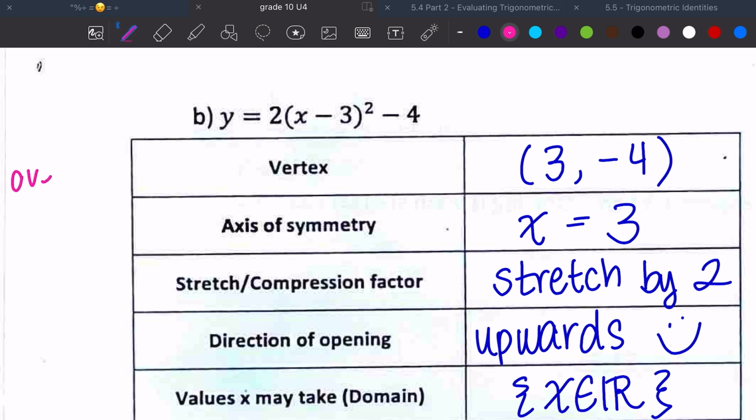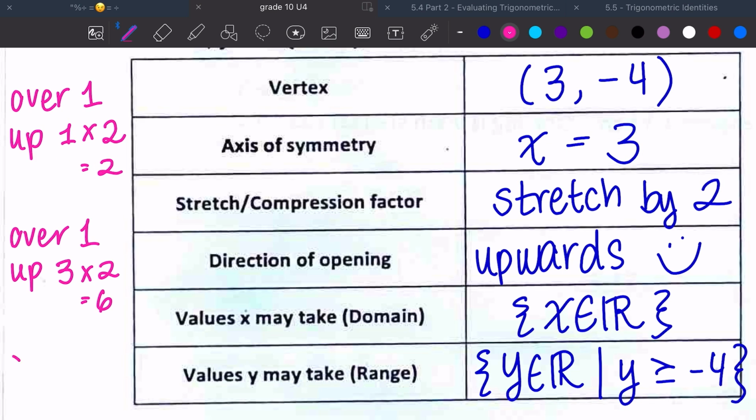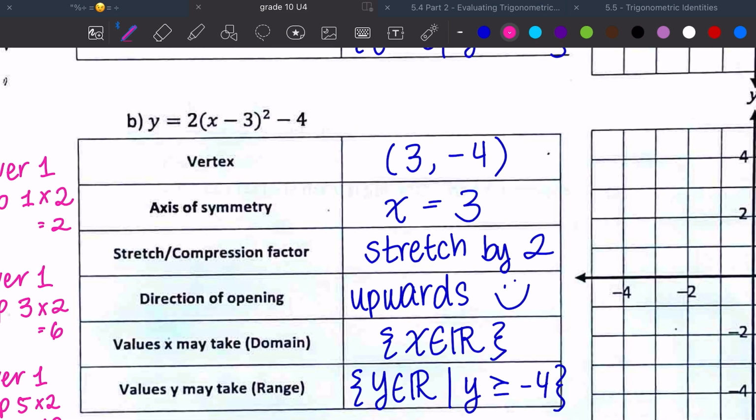So now instead of going over 1, up 1, we have to go over 1, up 1 times 2, which is just 2. And I'm going to keep repeating. So over 1, and then instead of up 3, we have to do up 3 times 2, which is what? 6. Thank you. And then same thing. Over 1, up 5 times 2, which is 10. Perfect. Don't know how much we'll be able to fit on this graph, but we'll try our best.